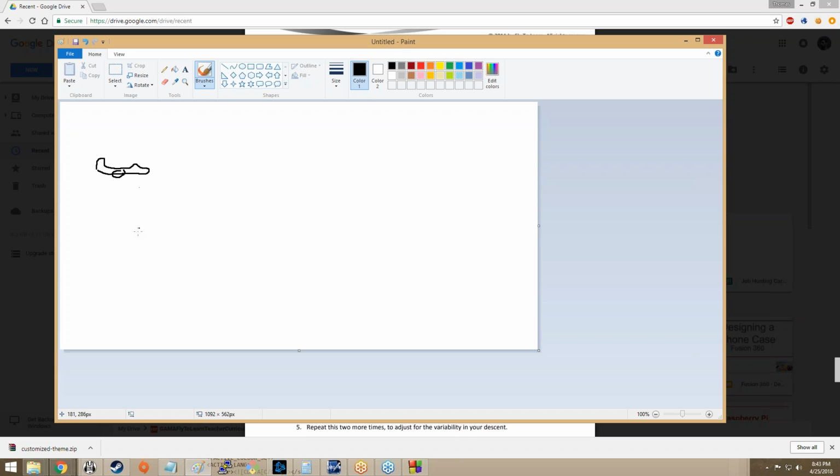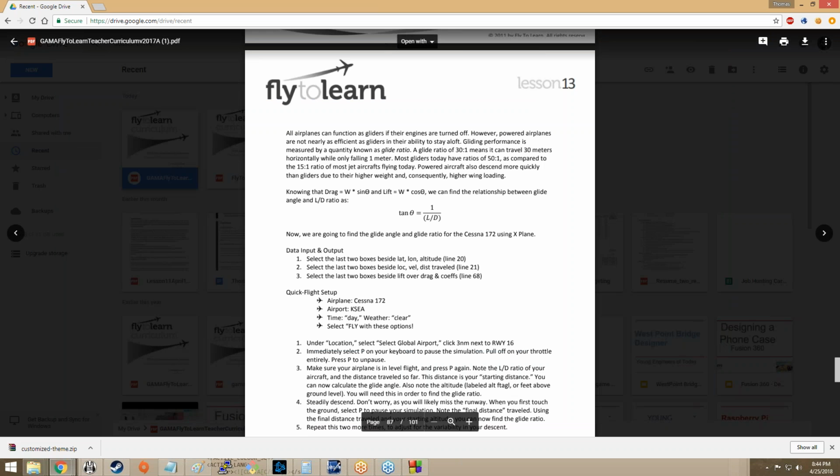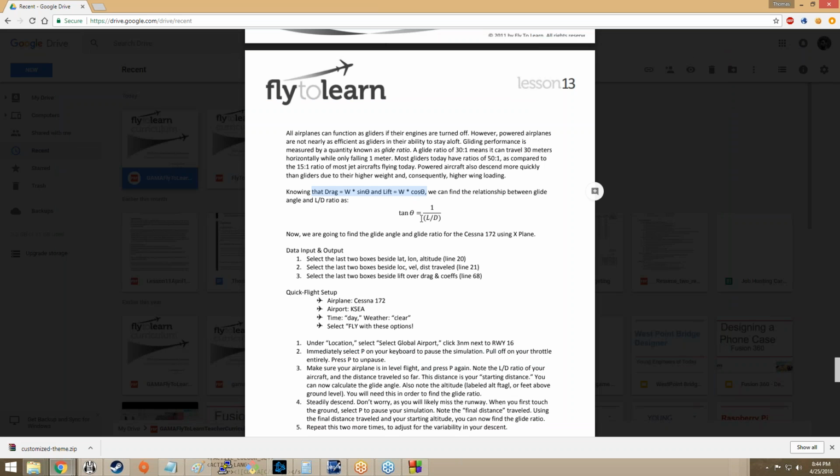So for every 50 meters it drops 1 meter. And this can be expressed as a triangle because you've got that line there. And then we've got an angle theta here, which is the angle of this part of the triangle. So that angle theta can be used here.